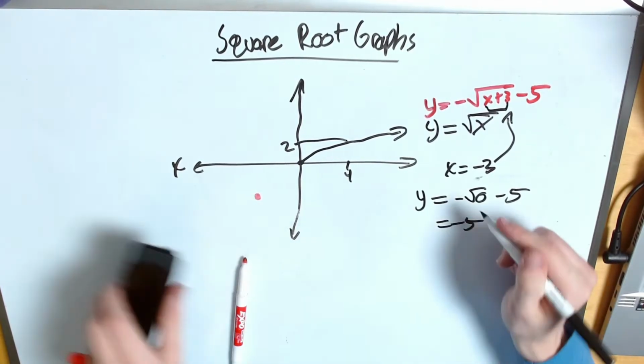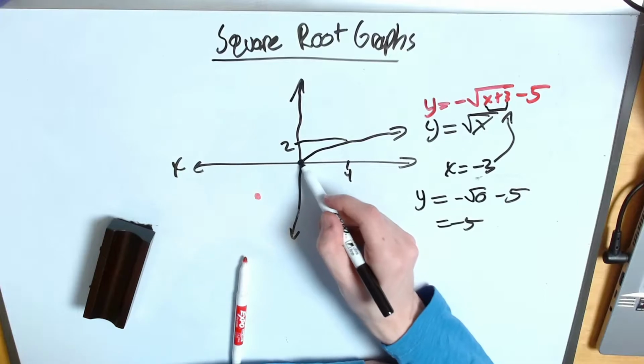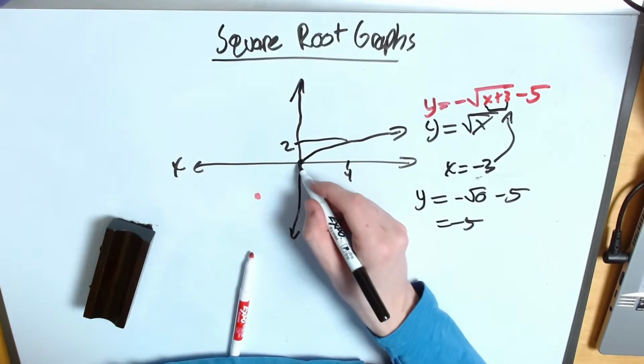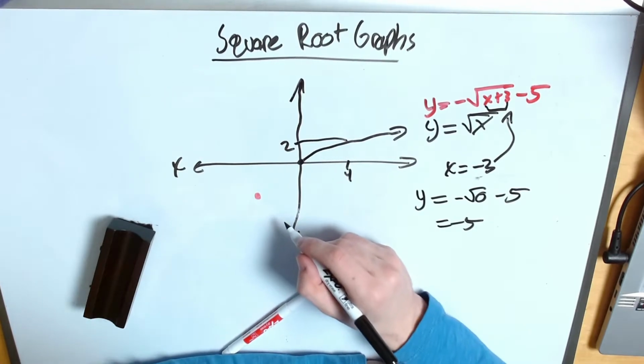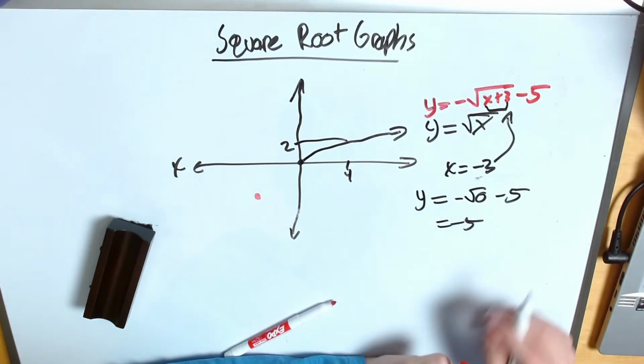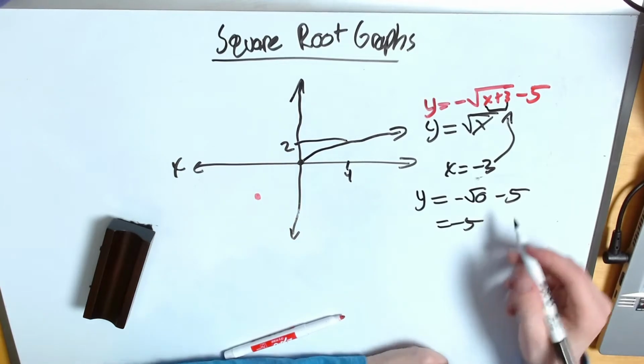And we notice we've moved this. We're starting here and going like this. We move this point down 5, and then over to the left 3. And that's one of the translation rules we can use when we're looking at square root graphs.